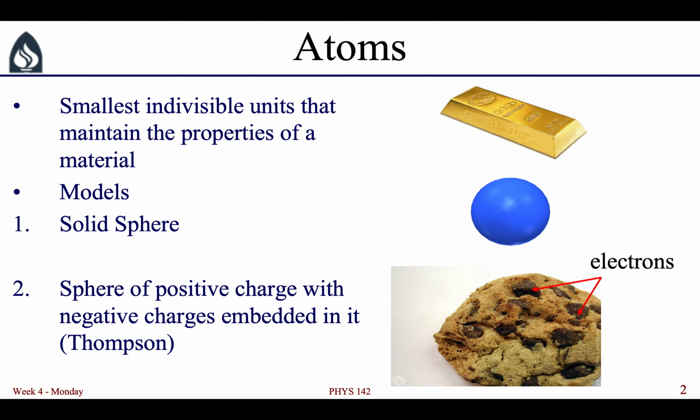Over the years, there have been various models of atoms, and one of the earliest models was to view atoms as a solid sphere of that material. Then later it became apparent that atoms consisted of some positive and some negative charges that were not all uniformly mixed together. And so there was the idea that maybe atoms are a sphere of positive charge that have negative charges embedded in it, kind of like the chips in a chocolate chip cookie.